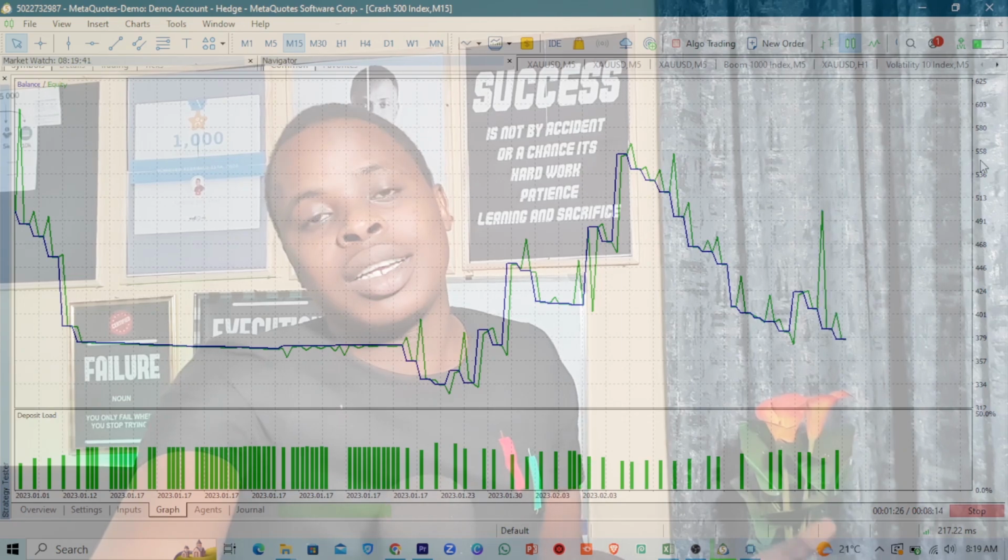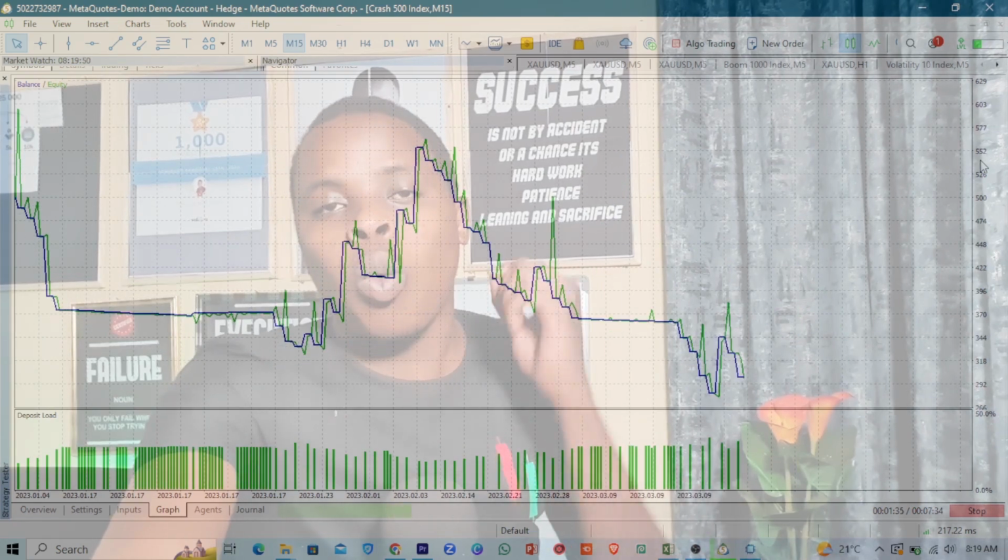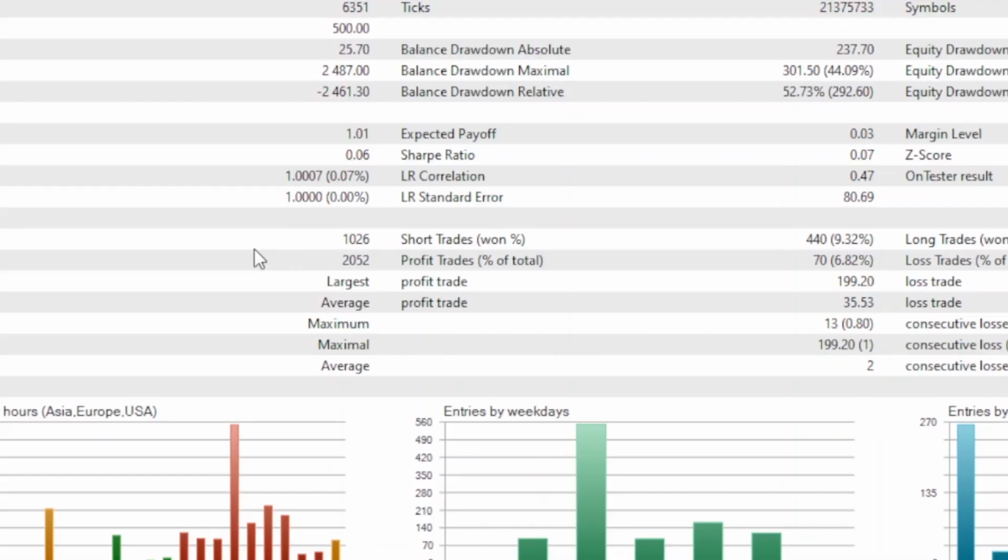Well, we just tested this strategy and we got 1,038 trades. From those, we won 98 trades. Wow. And we lost 940 trades. Well, at this point, the only thing that can help us can be the risk to reward ratio. So let's see what's the risk to reward ratio here.